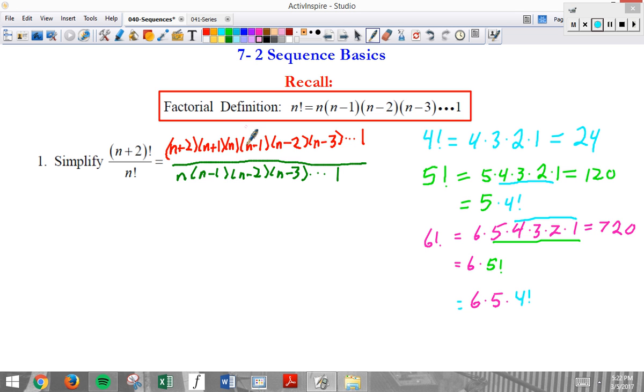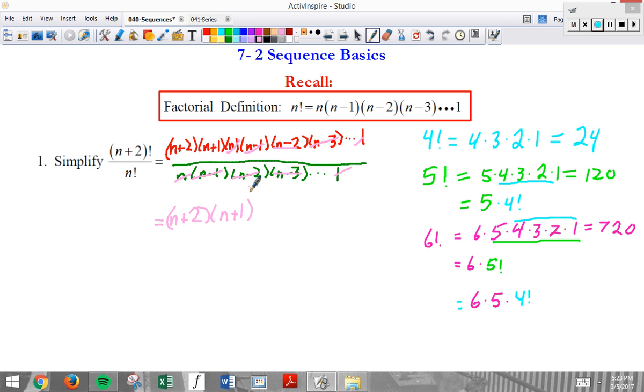And when you write it in this Christmas color fashion, you would notice that n could cancel with n, n minus 1 with n minus 1, n minus 2 with n minus 2, n minus 3 with n minus 3, and all the way down to 1 with 1. And that this kind of canceling would leave you with n plus 2 times n plus 1.